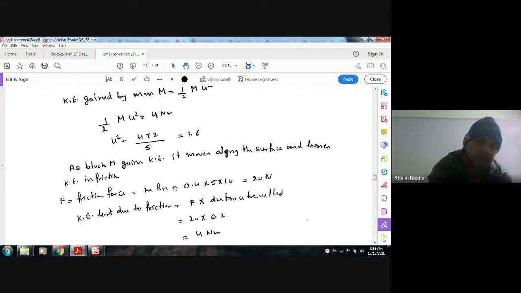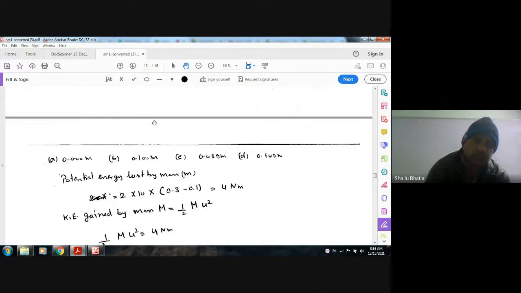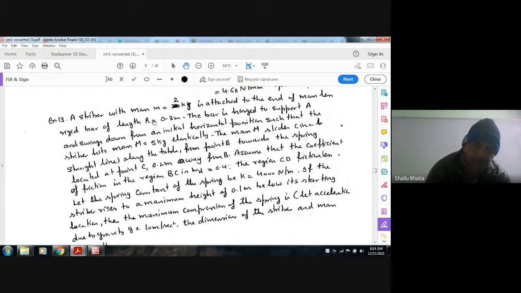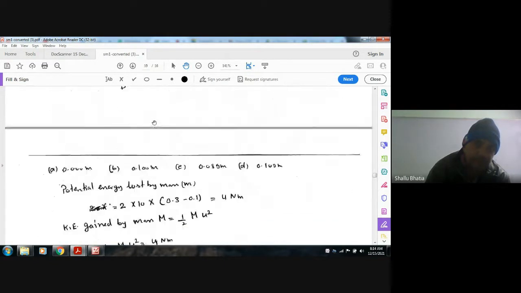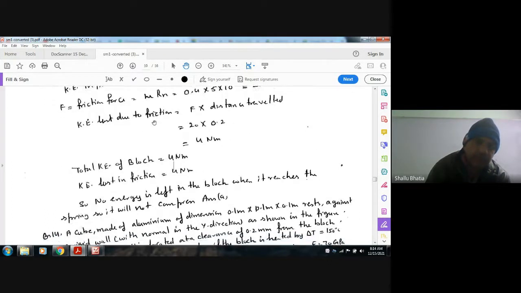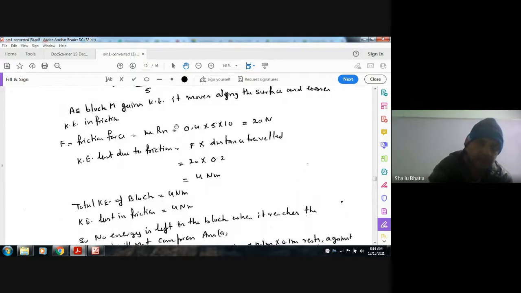Now the mass of the block M is 5 kg, so the normal reaction N is 5 into g. The friction force will be mu N, that is 20 Newton. Now this force into the distance traveled by the mass is the energy lost. So that is 20 into 0.2, that is 4 Newton meters.